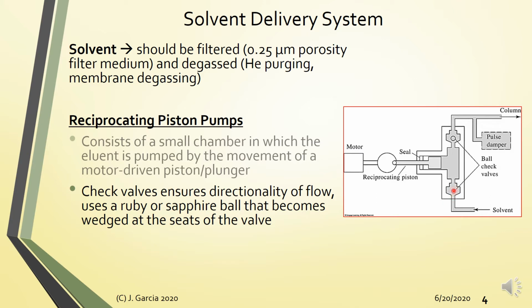Yung mga check valves ito, yung pinakapambara niya is yung mga ball check valves. Normally, this is made from ceramic, such as synthetic sapphire or synthetic ruby. Kung ma-imagine, pagka umatras yung piston, ano mangyayari? Itong check valve na ito ay bababa, whereas itong check valve na ito ay aangat. So, itong part na ito mag-o-open to allow the solvent to enter, whereas this part here will be closed, preventing the solvent from the column from being sucked back into the chamber.